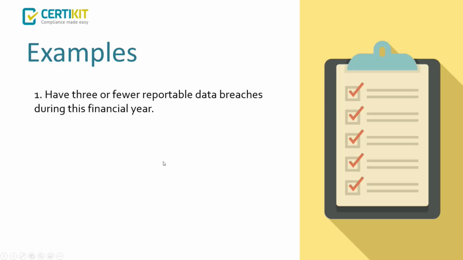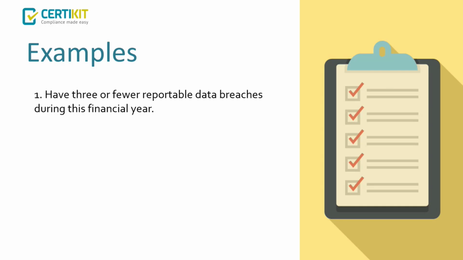So let's look at a few simple examples of objectives, because, as I said, you have free range to decide what your objectives are, and you could make them as complicated as you want. Obviously, there's a trade-off between accuracy and degree of complication. The first one is: have 3 or fewer reportable data breaches during this financial year. This is kind of an information security and privacy one. Again, you could say that you prefer to have no reportable data breaches during this financial year.